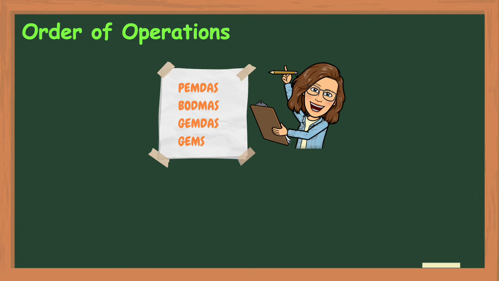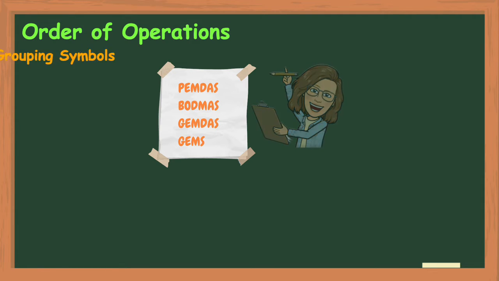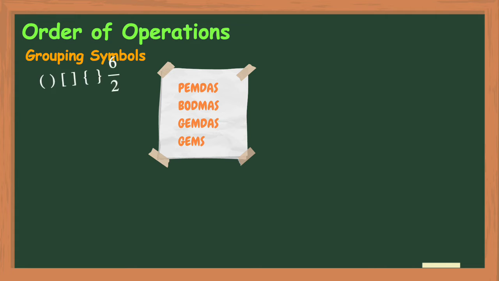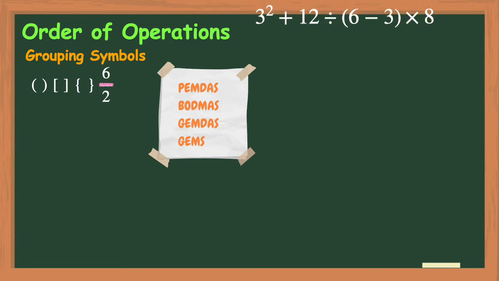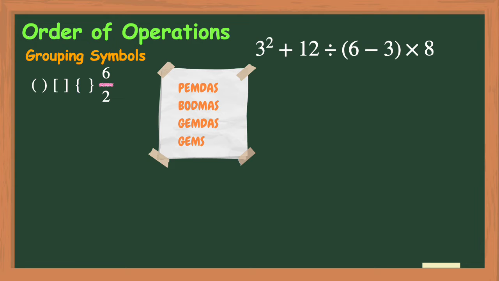Now, the first letter in all of these acronyms refers to grouping symbols like parentheses, brackets, braces, and did you know that the fraction bar is also considered a grouping symbol as well? Looking at this expression here, the first step to solving it is to look for any of those grouping symbols. I can see a set of parentheses around 6 minus 3, so I will need to subtract these two numbers first. 6 minus 3 is 3, so I will write it below and then bring down everything else from the expression.